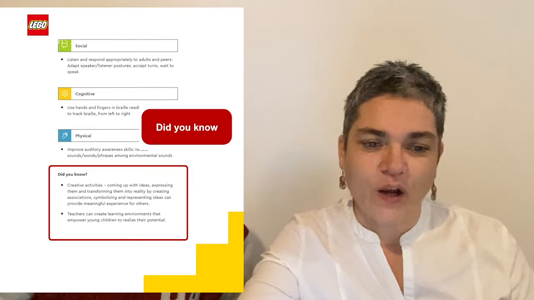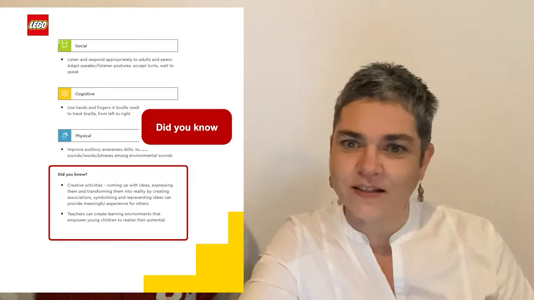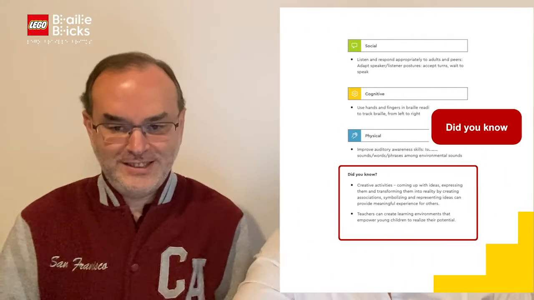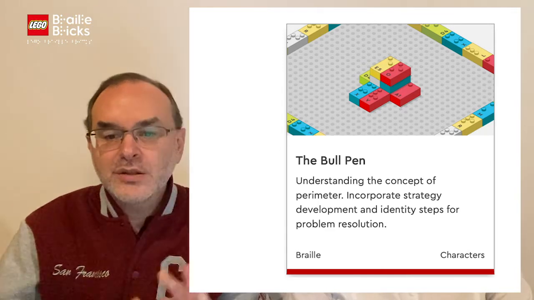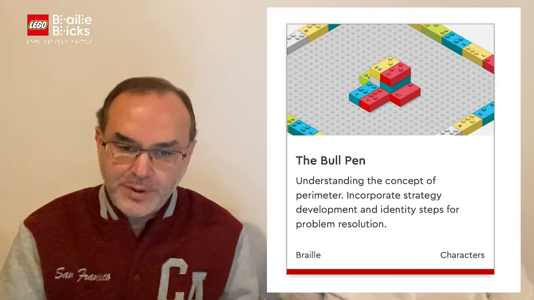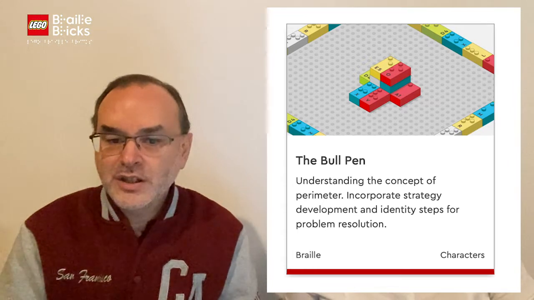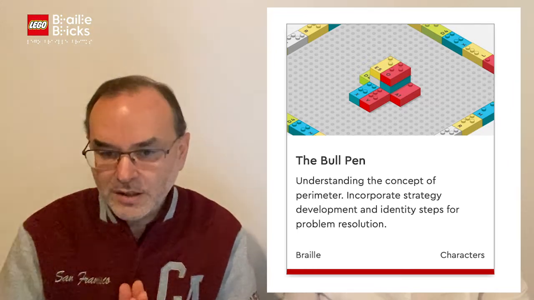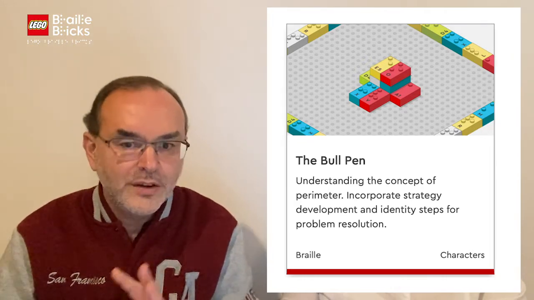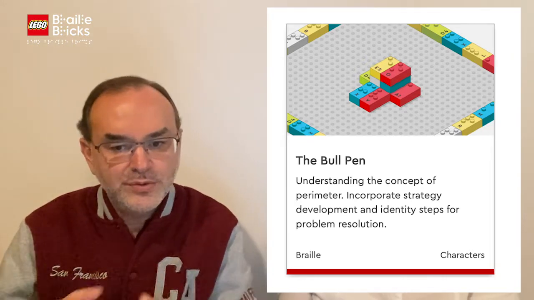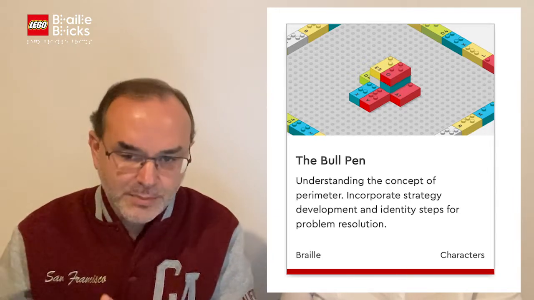Okay, I hope the internet connection is okay for you right now and that we will be able to play with the bullpen, to go to the second activity today. The name of this activity is the bullpen. It's about understanding the concept of perimeter, incorporating strategy development, and identifying steps for problem resolution. And you will see that it's a kind of complex activity with different types and different steps.